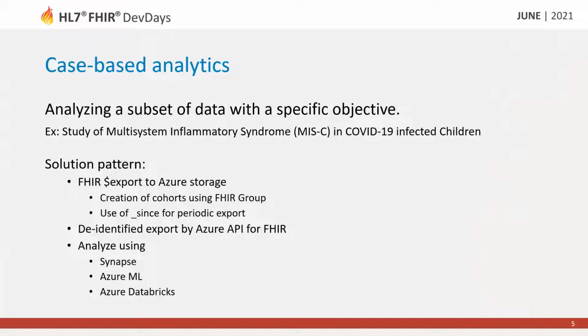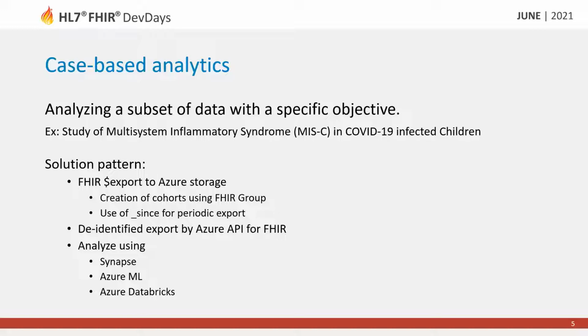Another common analytical pattern we see is what we can call case-based analytics. This is about performing predictive or descriptive analytics on a subset of data with a specific objective in mind. For example, study of MISC in COVID-19 children. For such analytics, you may want to create a cohort of patients and analyze their data over a period of time. You can use a combination of FHIR capabilities in this scenario.